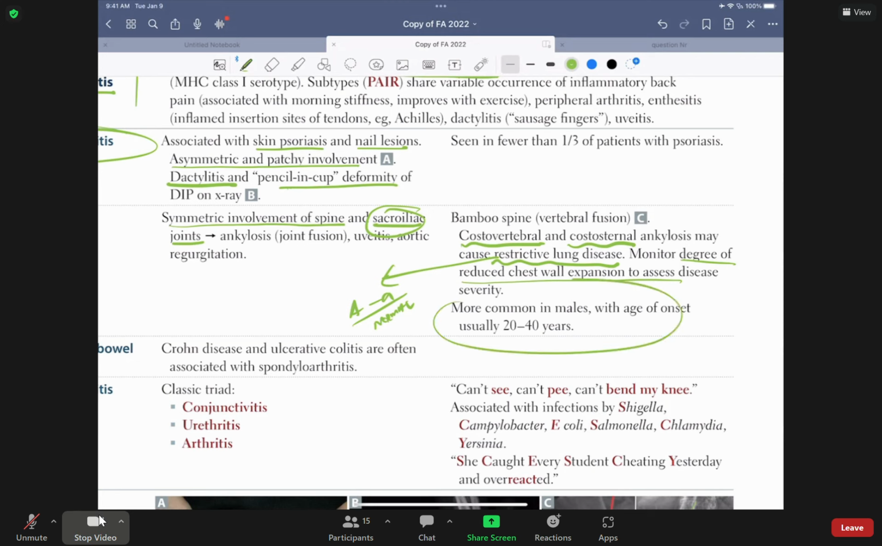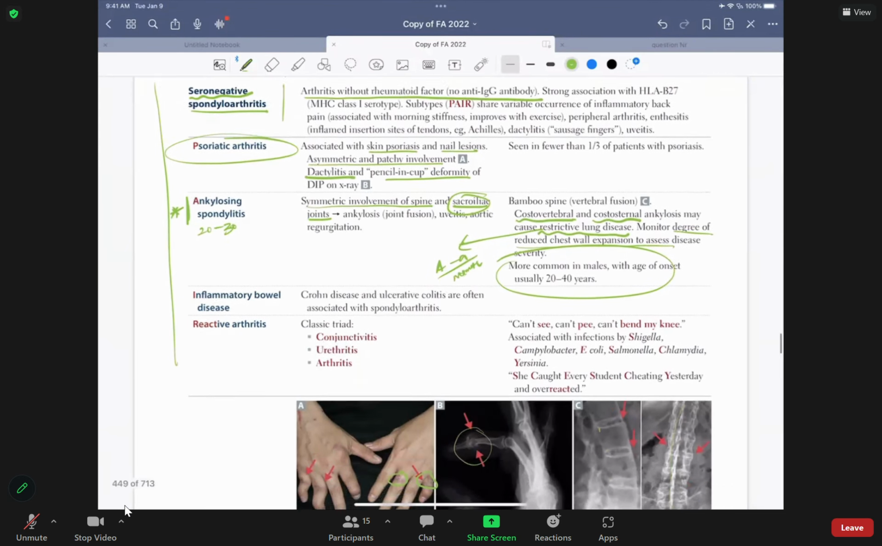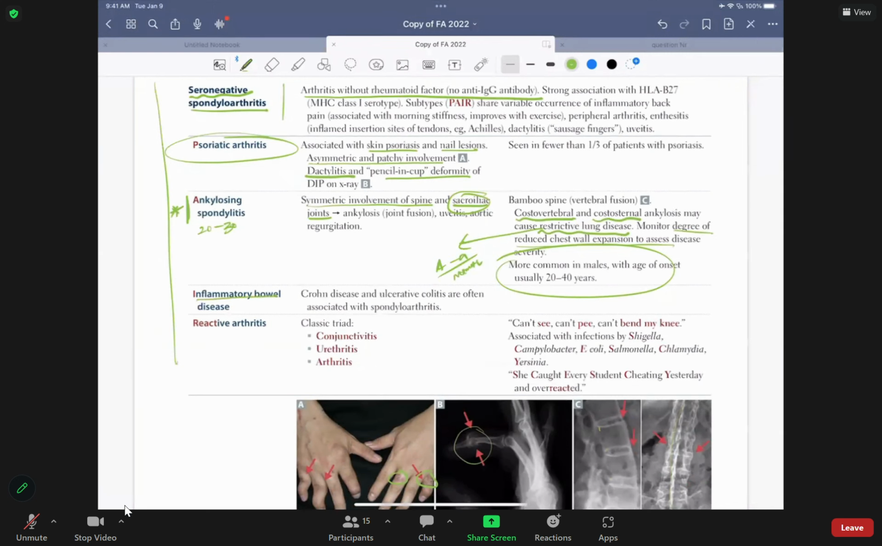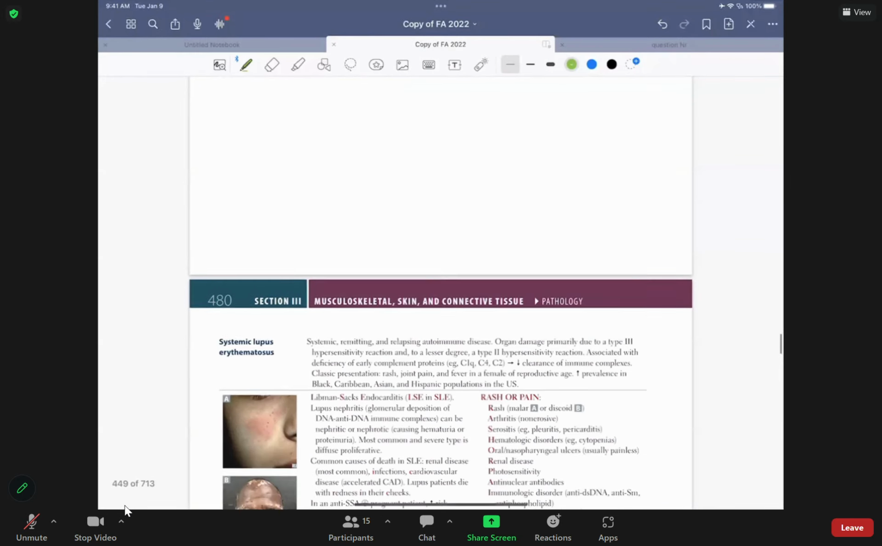Look at the most common age, young people, folks, okay? That's ankylosing spondylitis. Next one, inflammatory bowel disease also sometimes has arthritis. It's just Crohn's and ulcerative colitis. Sometimes they could have this spondyloarthropathy. It's not that important. Reactive arthritis. We used to call it Reiter syndrome, right? Can't see, can't pee, can't climb. You see that? That's basically it, folks, okay? These are all seronegative spondyloarthropathies, folks.